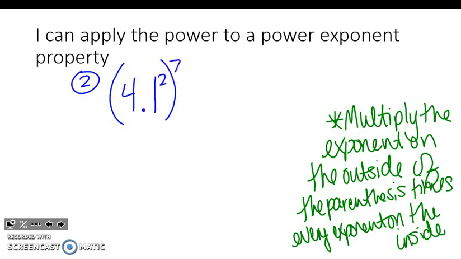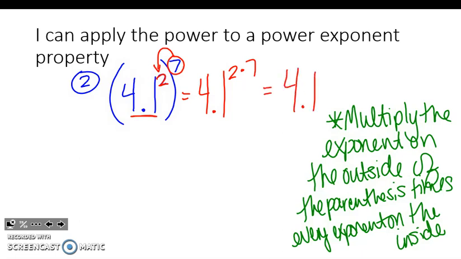All right, so in this problem, it doesn't matter that the base is a decimal, okay? That doesn't matter at all, okay? Because we're trying to get rid of these parentheses. That's what the power to a power rule does. It gets rid of the parentheses. And how we have to do that is we have to basically distribute the exponent on the outside times every exponent on the inside. And you have to write out your work, guys. So we have 4.1 to the second times 7. So we get 4.1 to the 14th power, because 2 times 7 is 14.